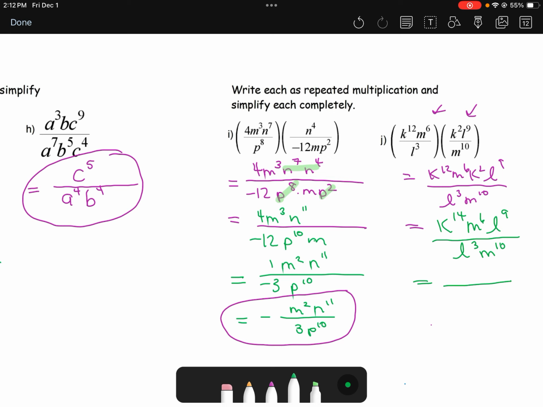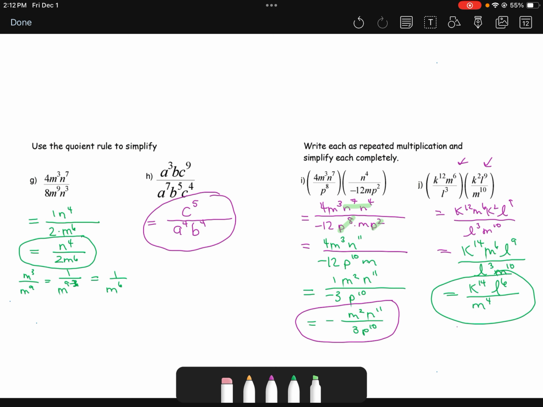Okay, so now we're going to look for division. Well, k is going to stay just as it is because there's no other k's on the bottom. Let's look at the m's. So m to the 6th divided by m to the 10th, so it is bottom heavy, so the m's go on the bottom. 10 minus 6 is 4. Now let's look at the l's. l to the 9th divided by l cubed, so that's top heavy. So it goes on top. 9 minus 3 is 6. Okay, so those are your 2 rules there with your exponents.